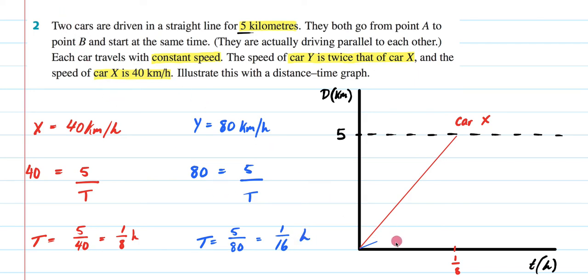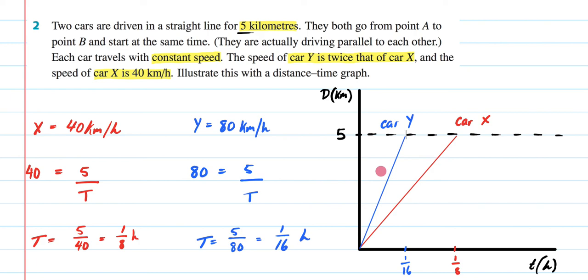So now I can come over here. Obviously it's going to be about there, 1 over 16. I can grab my line, and my line is going to be about here. And let me again write that in so we are all on the same page. This is car Y. And just like that, we have answered this question.